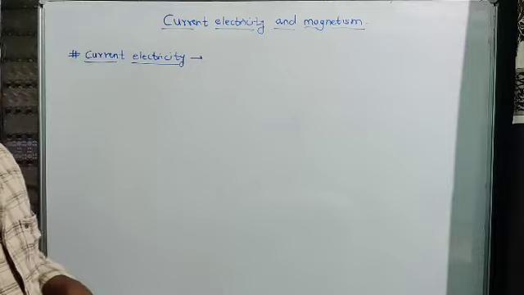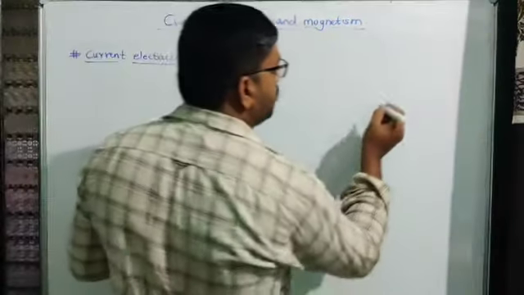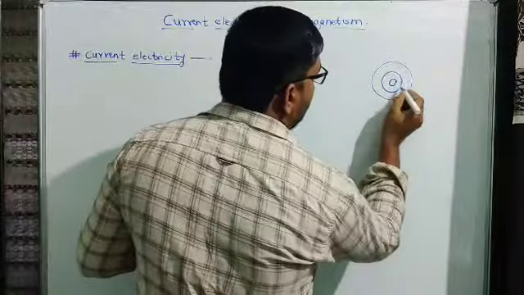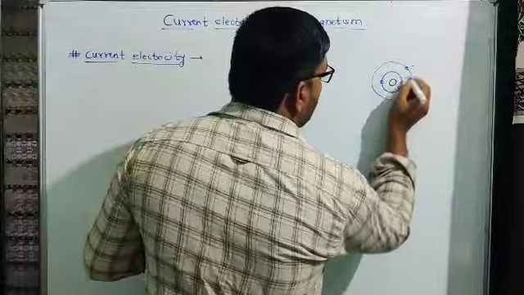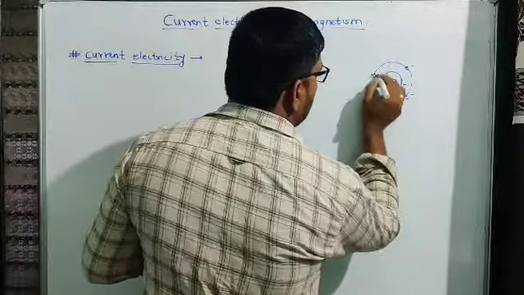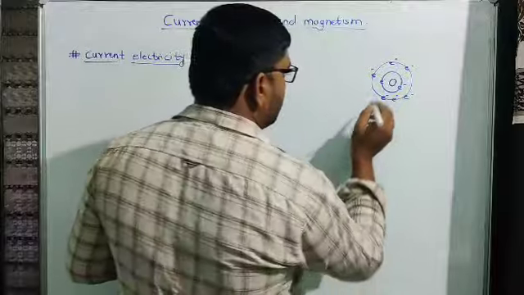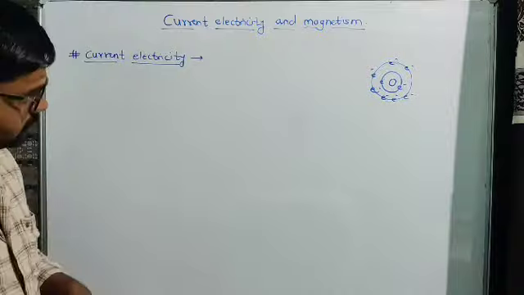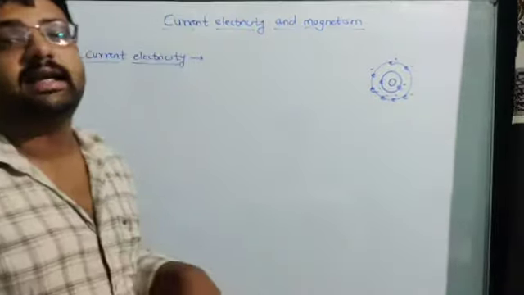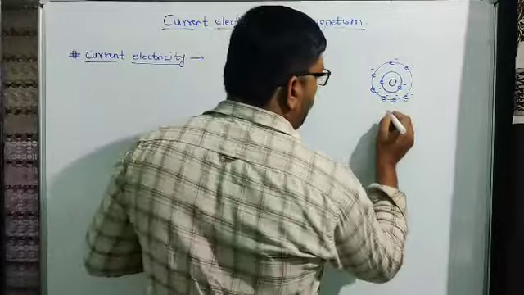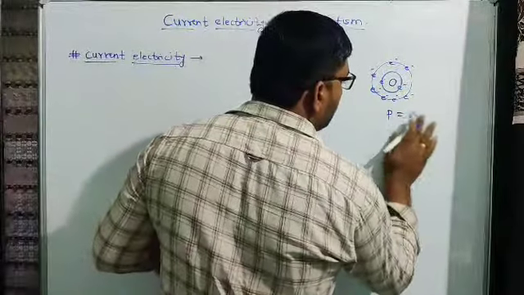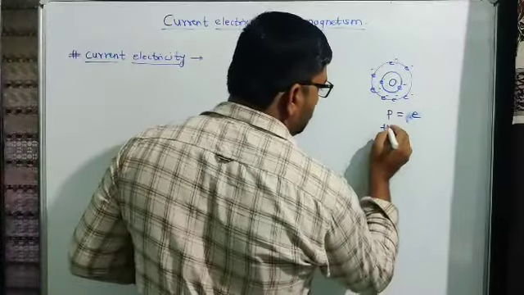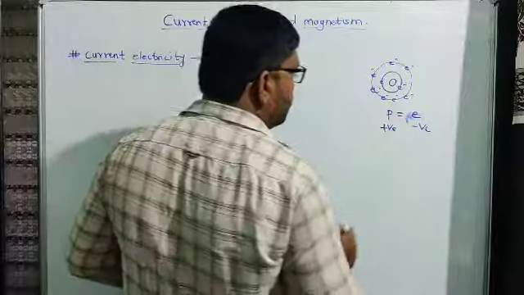Up to the last lecture, in the chapter Inside the Atom, we saw there is one nucleus, around that there are shells, and in those shells electrons revolve. Electrons are revolving in that particular shell. Inside an atom, the number of protons is equal to the number of electrons. Protons have positive charge and electrons have negative charge.